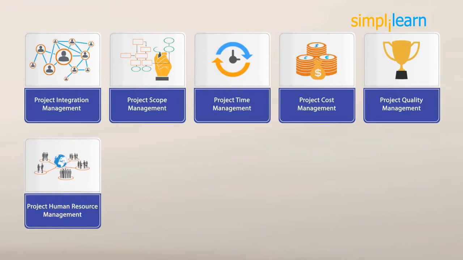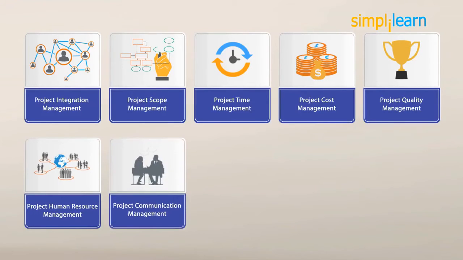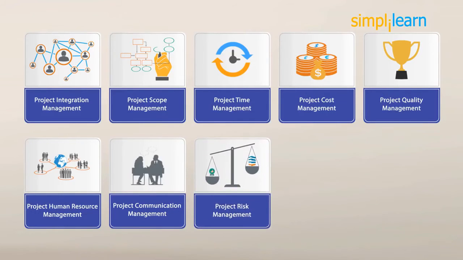Project human resource management: the processes that organize, manage, and lead the project team. Project communication management: the processes that are required to ensure timely and appropriate planning, creation, distribution, control, and monitoring of project information. Project risk management: the processes of conducting risk management planning, identification, response planning, and controlling risk on the project.